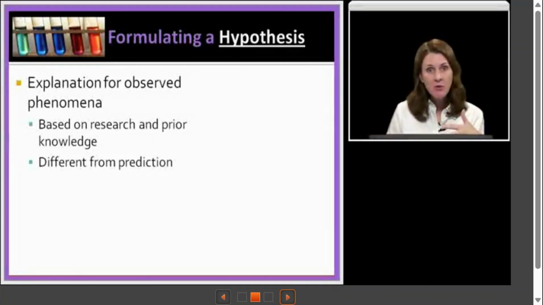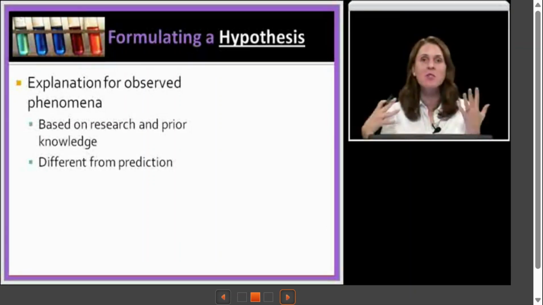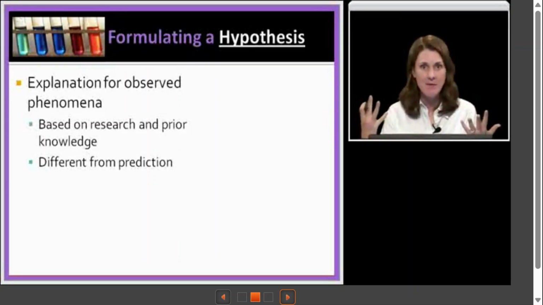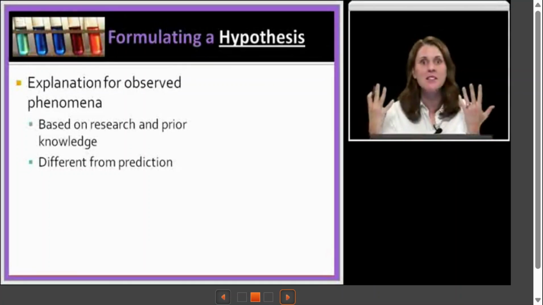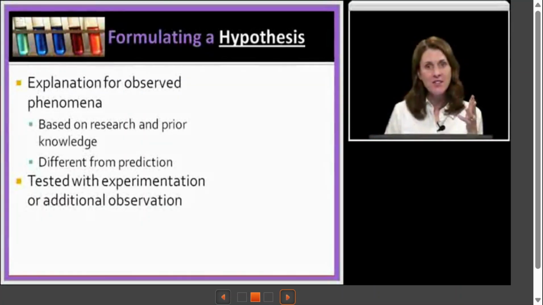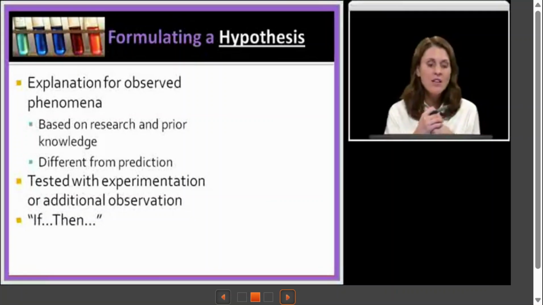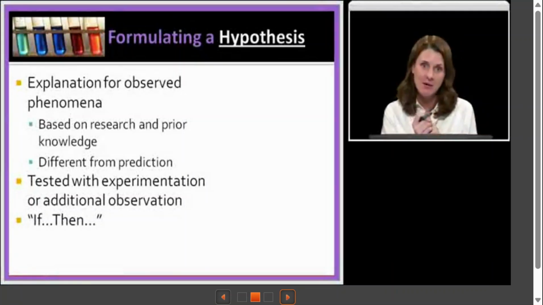It's different from a prediction. We're not simply stating what we think will happen. We need to be able to test what we're saying in the hypothesis. We need to be able to set up an experiment. So it's a testable prediction. So it's tested with experimentation, and you could have additional observations involved with your hypothesis. It's going to be an if-then statement.